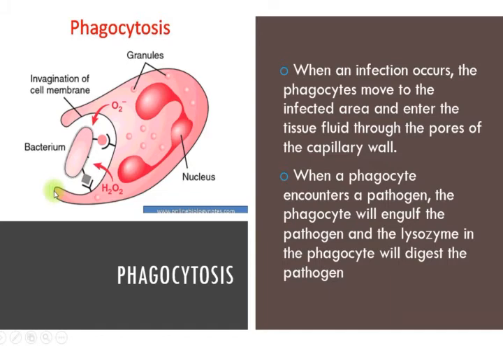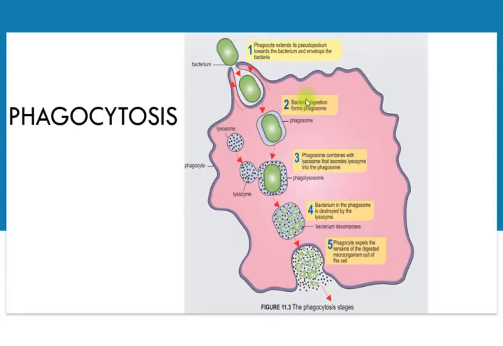Trap and engulf. So this is referred to as engulf. Engulf and digest the pathogen. Digest the pathogen through lysozyme, lysozyme inside the phagocytes. Okay, next we go to the stages in phagocytosis.